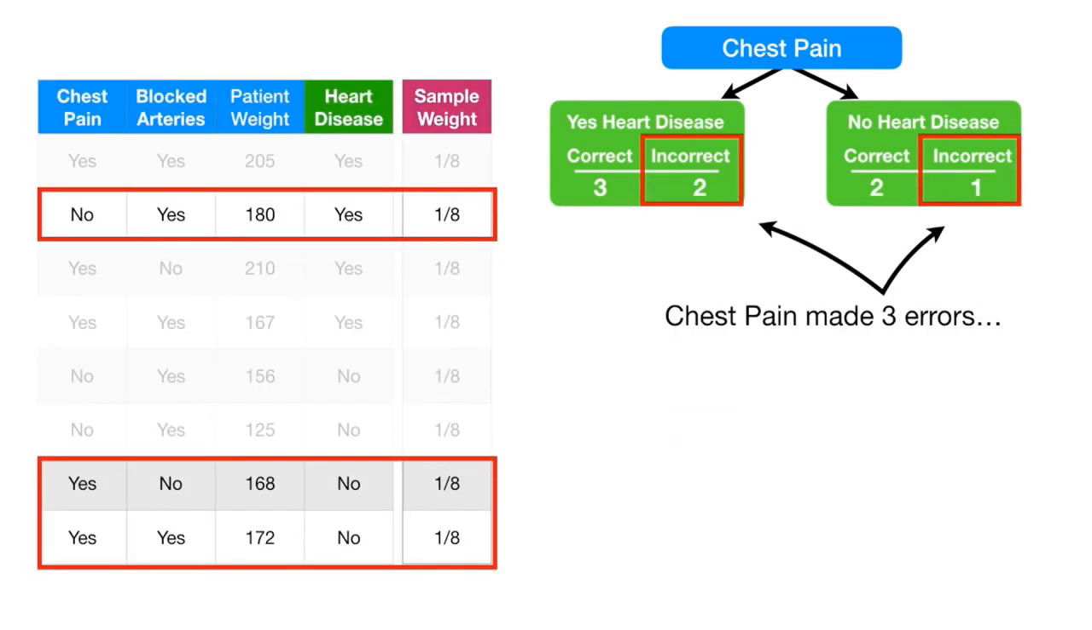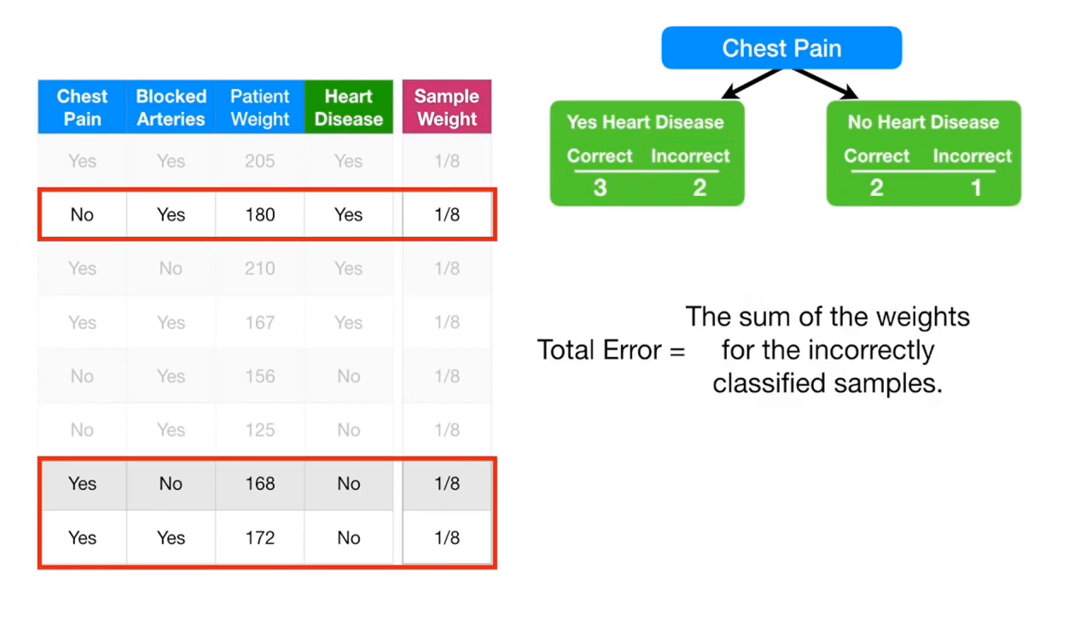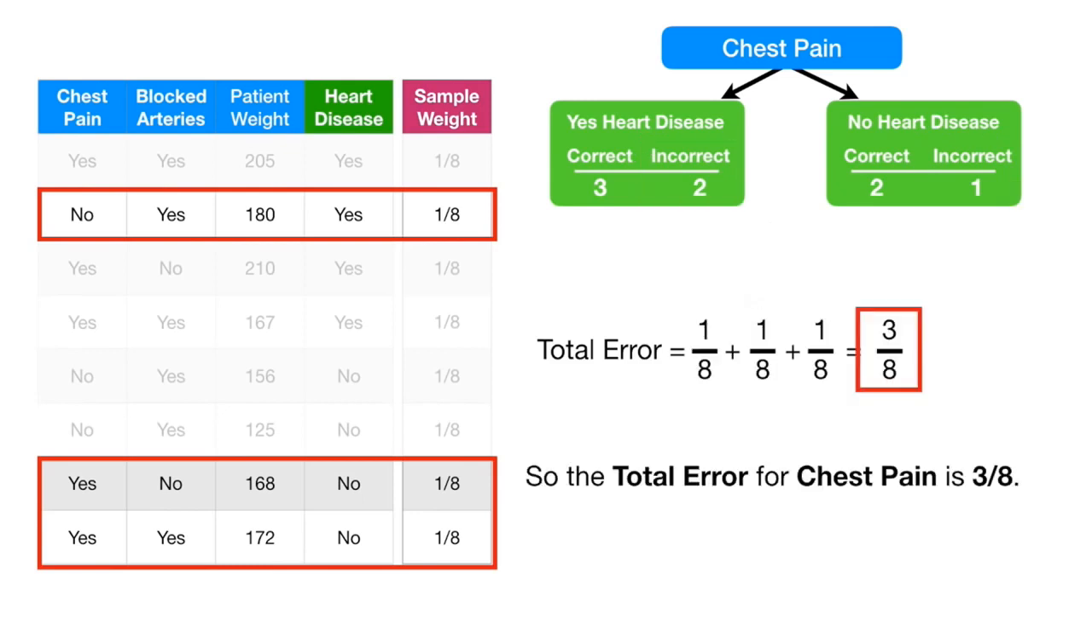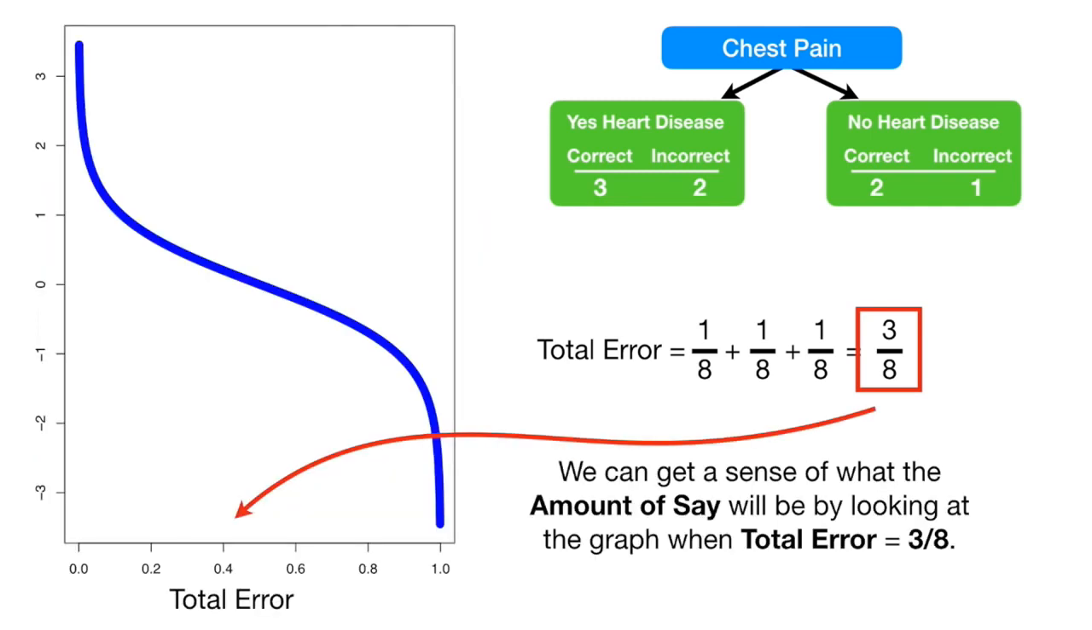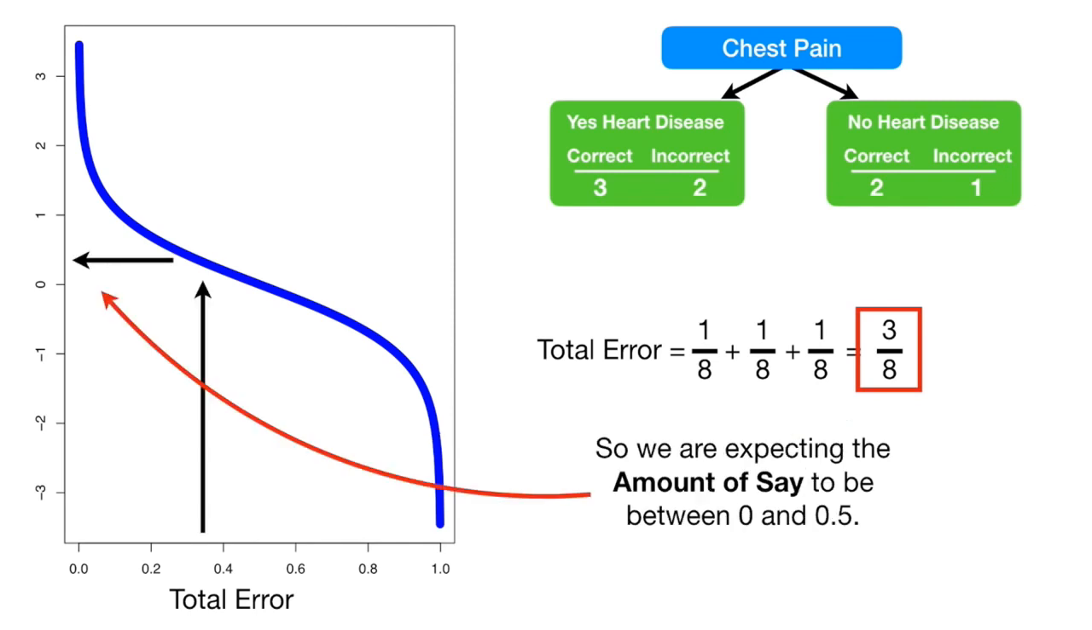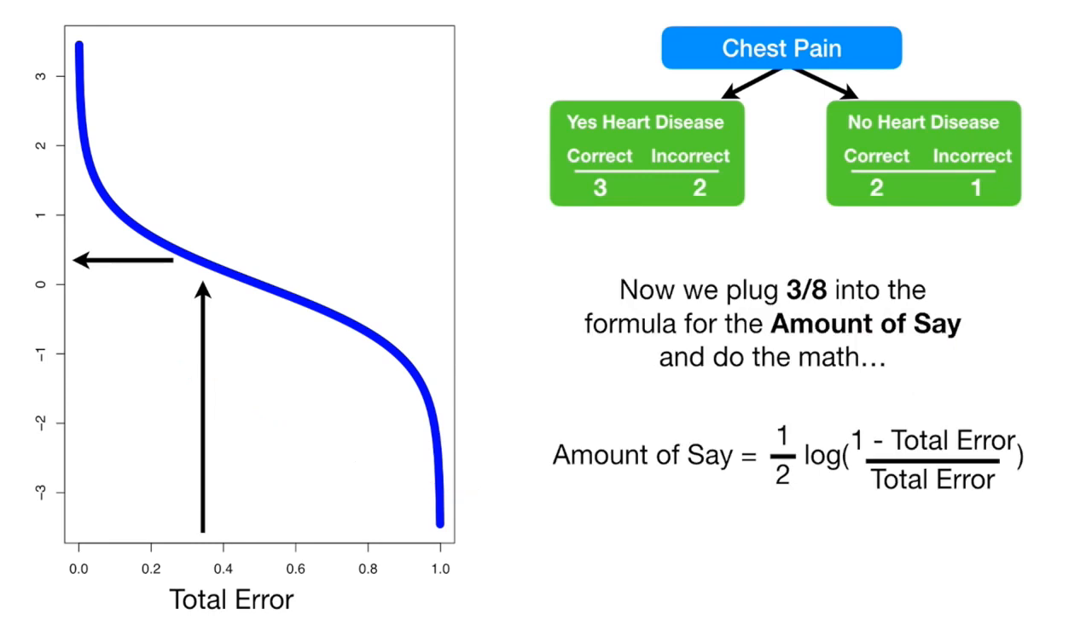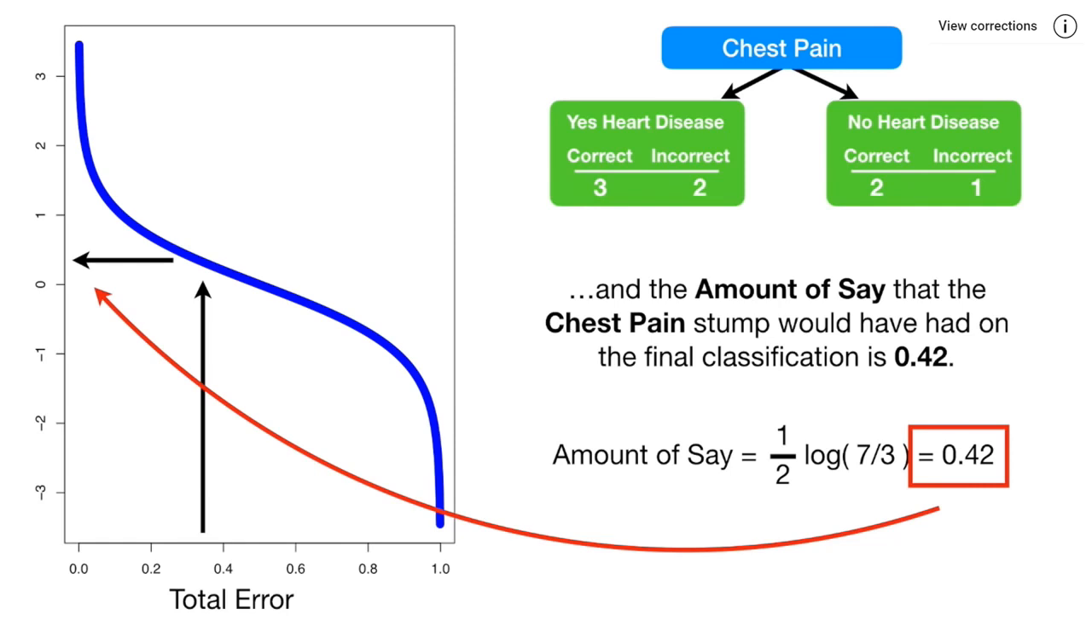Chest pain made 3 errors, and the total error equals the sum of the weights for the incorrectly classified samples. So the total error for chest pain is 3/8. We can get a sense of what the amount of say will be by looking at the graph. When total error equals 3/8, we are expecting the amount of say to be between 0 and 0.5. Now we plug 3/8 into the formula for the amount of say and do the math, and the amount of say that the chest pain stump would have had on the final classification is 0.42.